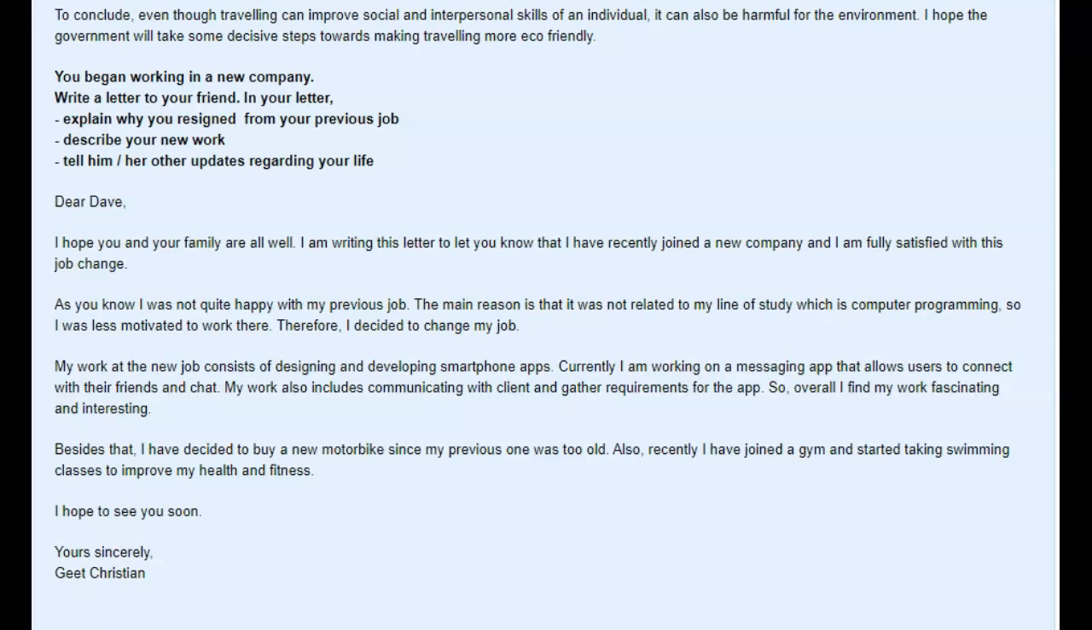My new work at the new job consists of designing and developing smartphone apps. Currently, I am working on a messaging app that allows users to connect with their friends and chat. My work also includes communicating with and gathering requirements for the app. So, overall, I find my work fascinating and interesting. Besides that, I have decided to buy a new motorbike since my previous one was too old. Also, recently I have joined a gym and started taking swimming classes to improve my health and fitness. I hope to see you soon. Yours sincerely.